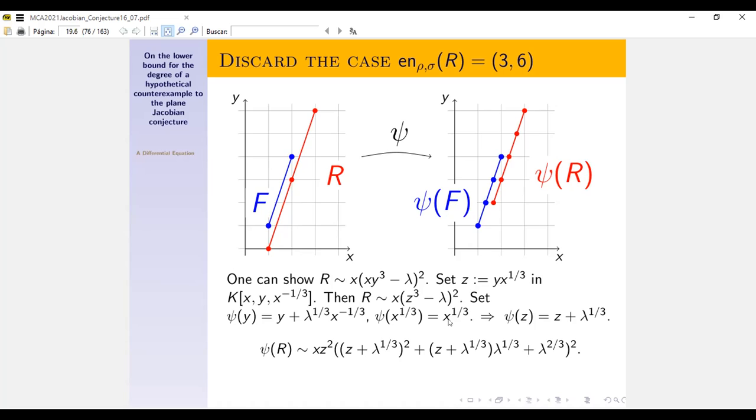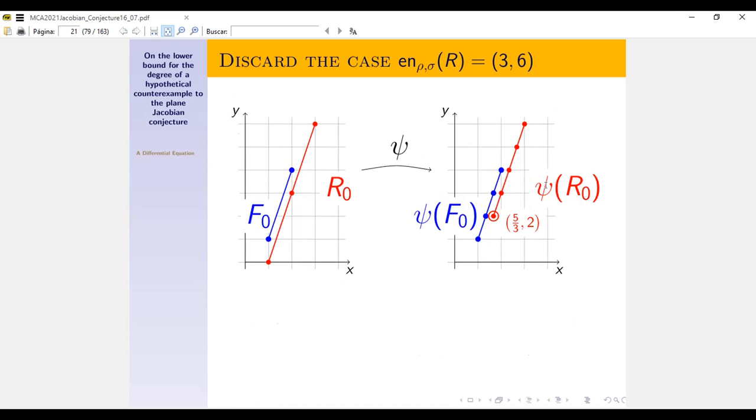Okay, so if you apply this morphism to R, you see, this is z minus lambda times some geometric series of z minus lambda to the 1/3. Then you obtain this polynomial, but the important thing is you get here x z squared. And the support of x z squared is just this point. Okay, z squared is j squared, x to the 2/3 times x is x to the 5/3 and j squared. So the starting point of psi of R zero is no longer 1, 0, but 5 divided by 3, 2. So we have this point.